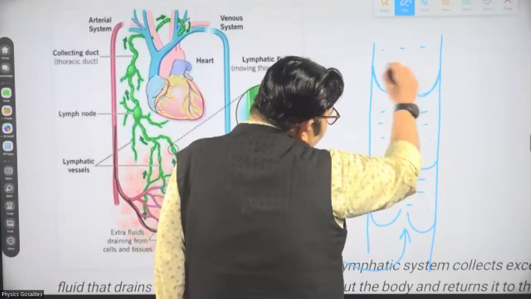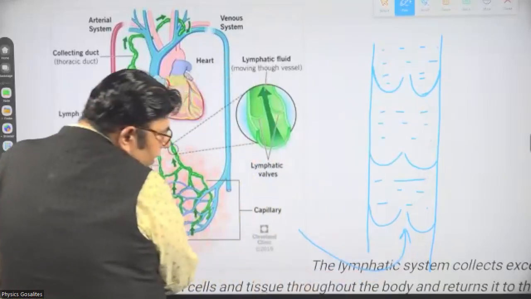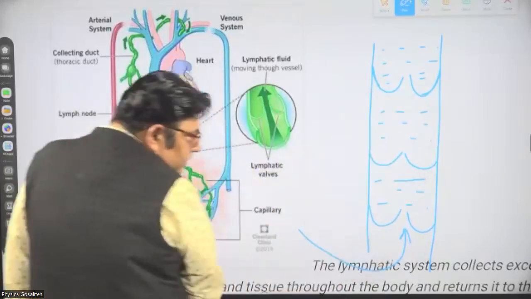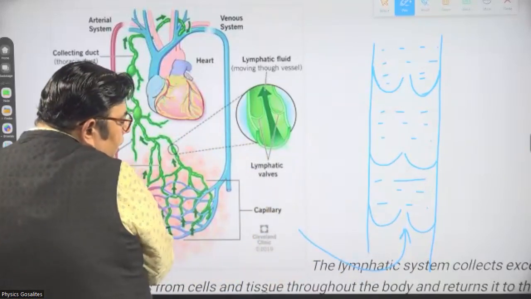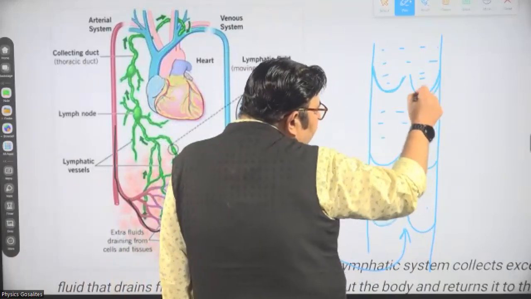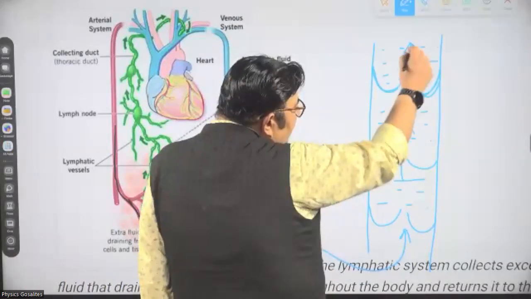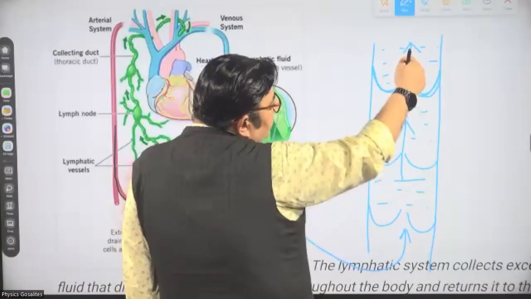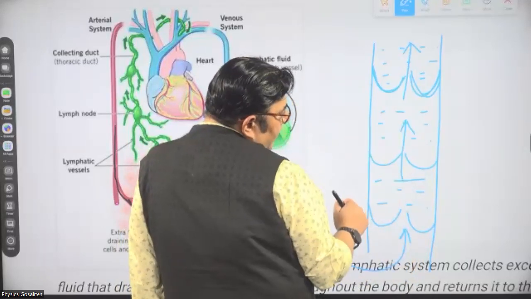And now the muscle relaxes. When the muscle relaxes, the blood has to come down due to gravity, right? To prevent it from coming back again, these valves play a very important role. They will only allow the blood to move in one direction, but if due to gravity the blood tries to return back, they prevent it from returning.